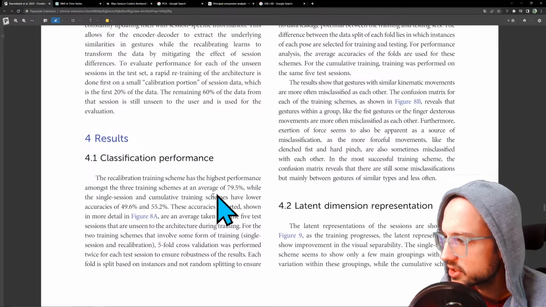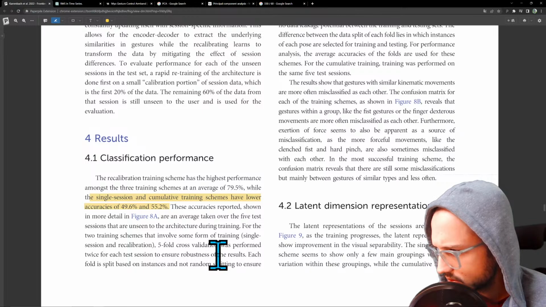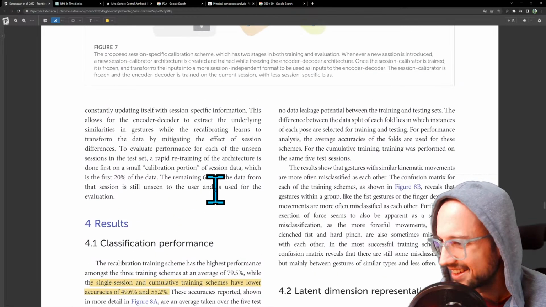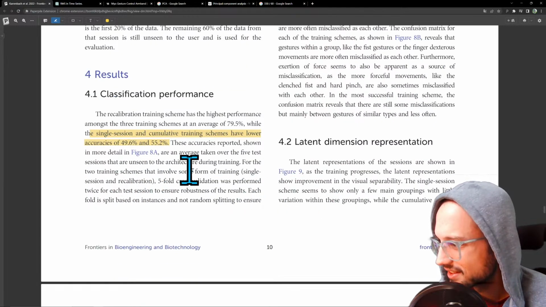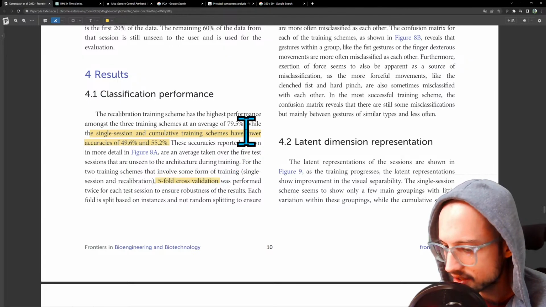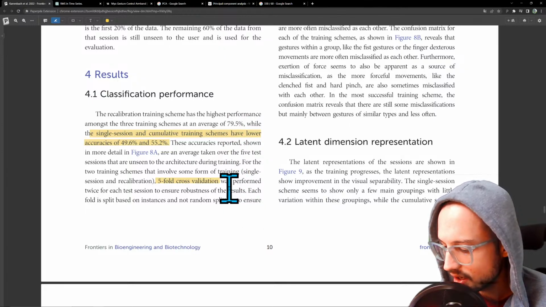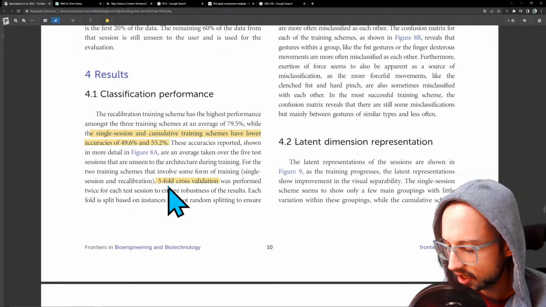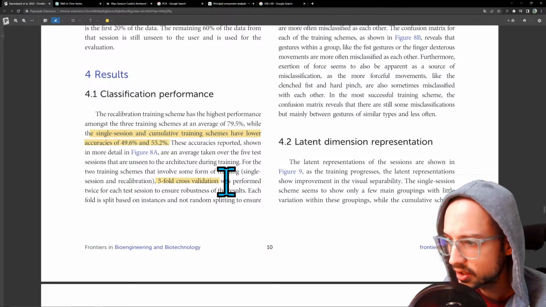Recalibration training scheme has the highest performance, while single session and cumulative have lower accuracy, so okay. Bifold cross-validation was performed twice. So they did a lot of K-fold cross-validation. So this is when you change your training and your validation and your testing splits, right? So basically you perform those splits many different times so that you are training on different subsets of your data and testing on different subsets of your data. And this is something that was more common previously, whenever data sets were smaller and training didn't take as long, right? Before the days of deep learning, this type of K-fold cross-validation, as it's called, was much more popular.